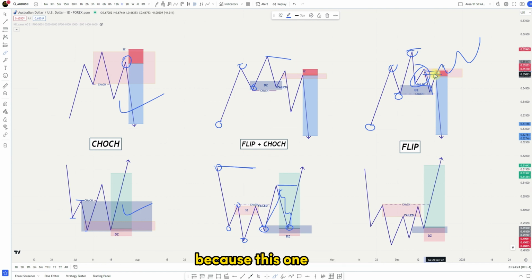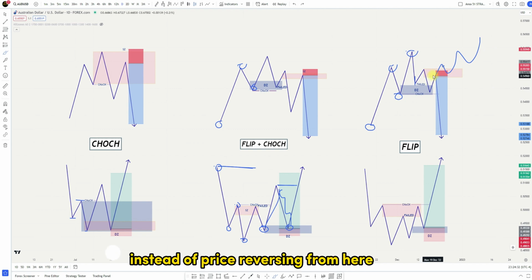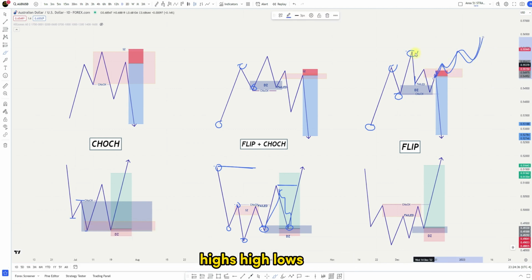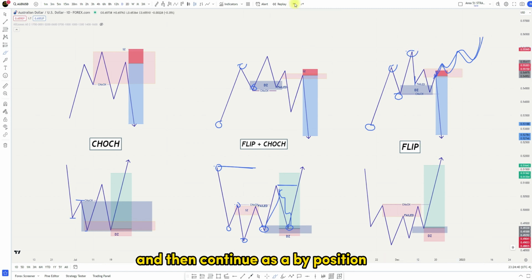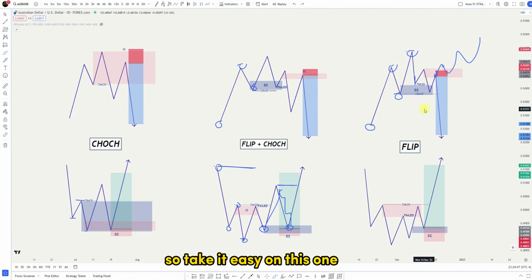because sometimes what can happen is price can continue to the upside instead of reacting, instead of price going down. So over here, instead of price reversing from here, price can just continue going up, creating higher highs, higher lows, taking out the previous structure over here, and then continue as a buy position. So this type of setup is basically a 50-50 setup. So take it easy on this one.